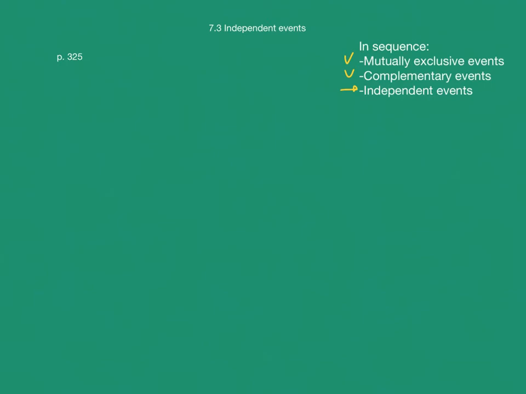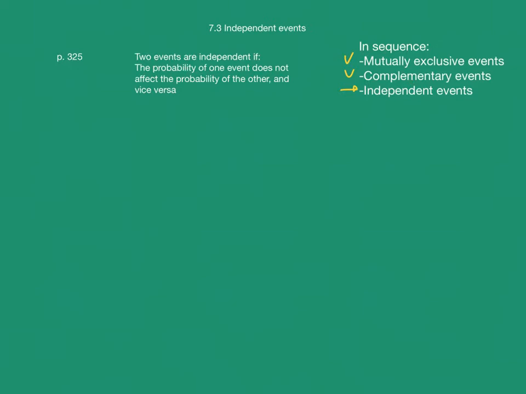So now we come to the third term, independent events. We've looked at mutually exclusive events, complementary events, and now independent events. So we'll see how that differs from the other two terms.